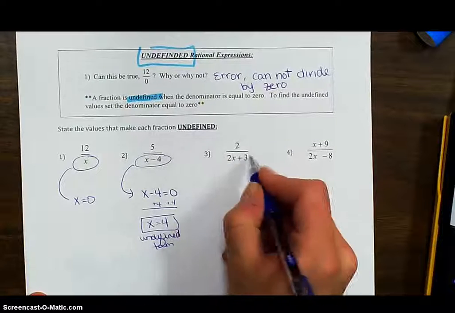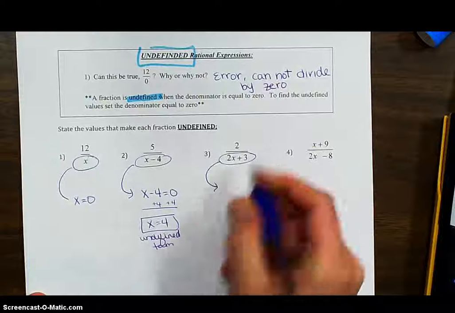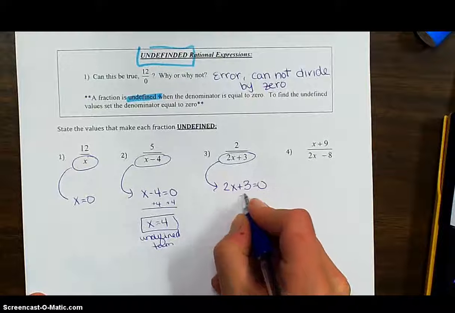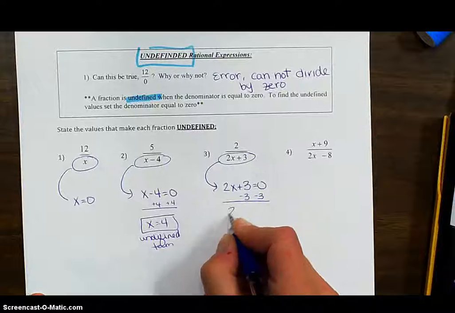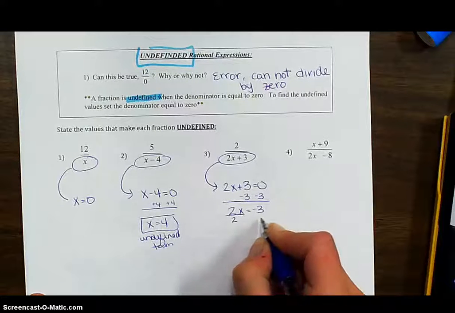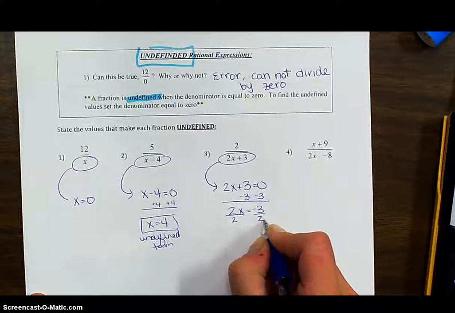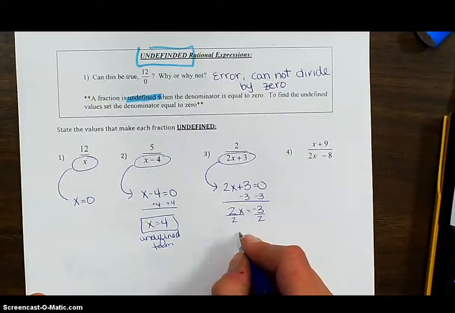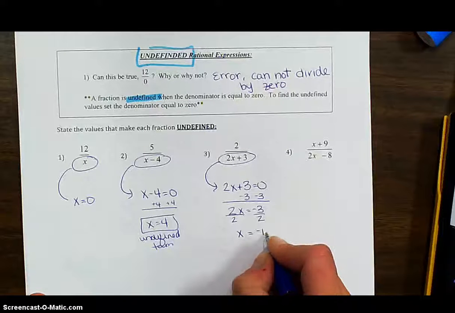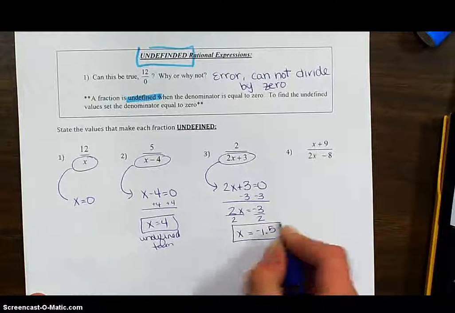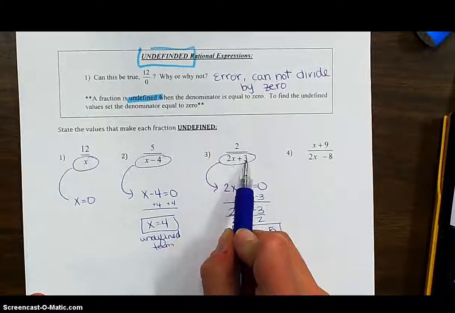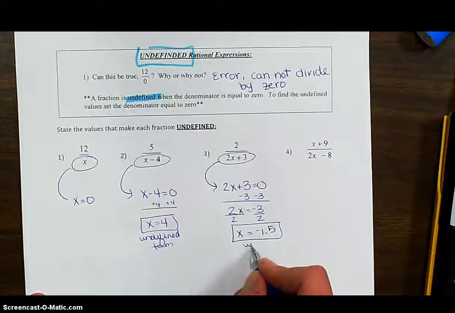To find the undefined term, you take the bottom, we set it equal to 0. Okay, and then we solve for x. So we subtract 3. And then 2x equals negative 3. Divide by 2. Divide by 2. Okay, and then x is equal to negative 1.5. So if I take a negative 1.5 and I plug it in here, we get negative 3 plus 3, which would make this 0, so that's your undefined value.